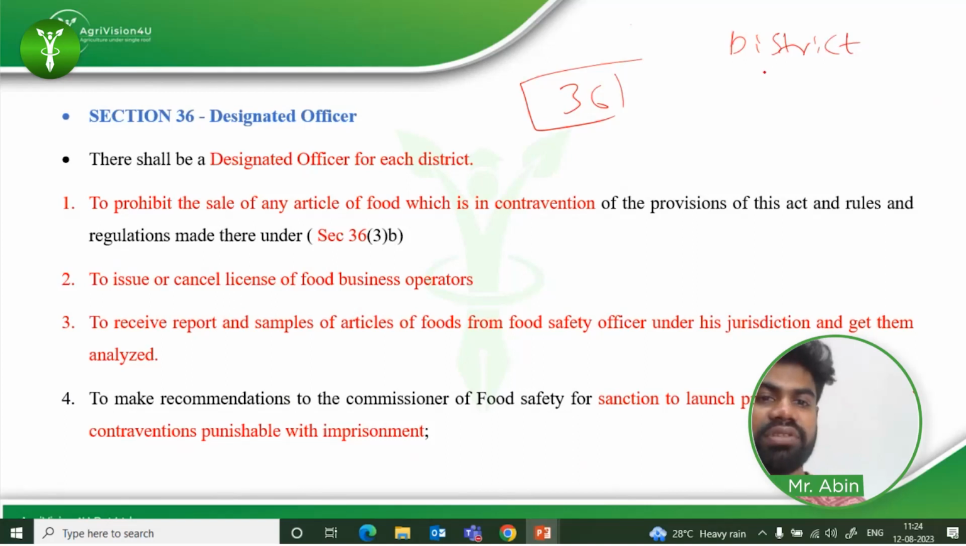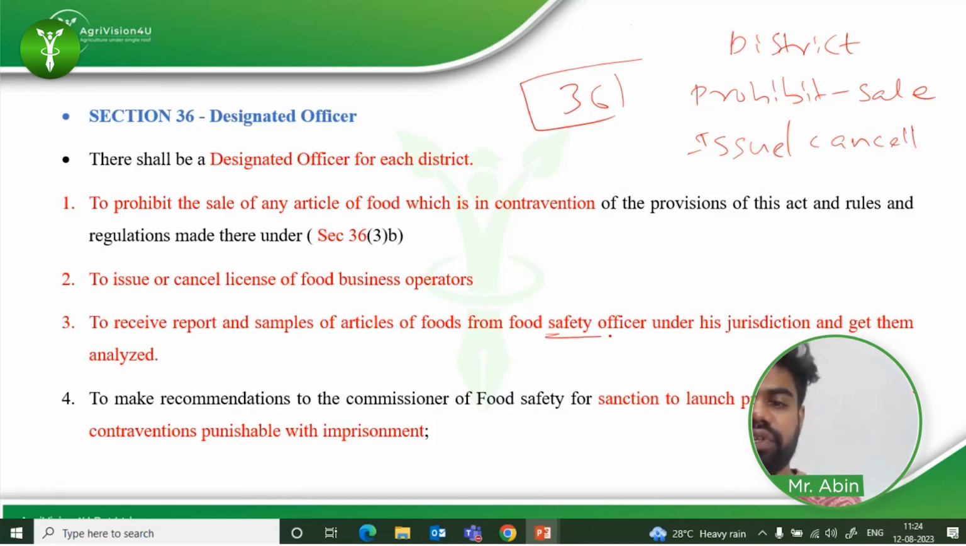His daily duties include prohibiting the sale of any article of food which is in contravention of the provisions of this act, rules and regulations. So, prohibit the sale. Issue or cancel license, very important. Receive reports and samples of articles of food from the food safety officer under his jurisdiction and get them analyzed. We will see the procedure for sampling in the further sections. Just get this idea: the FSO will be sending the samples to the DO, and the sampling report will also go to the designated officer from the food analyst. So I'll write here: from FSO sample, and from food analyst report.